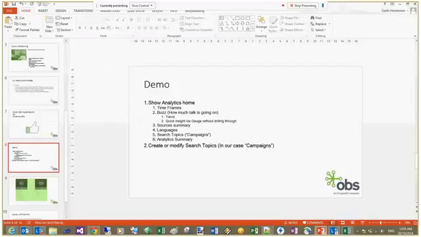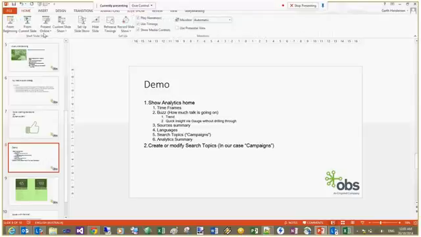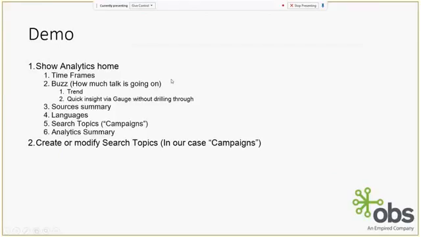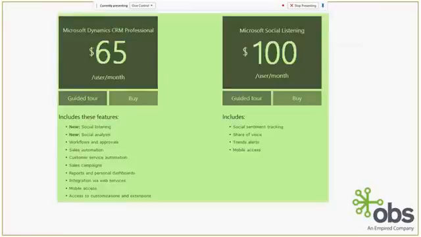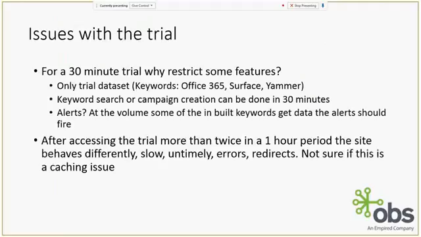Just want to go back to the presentation. Right, so those are some of the concepts I took you through today. Just in terms of pricing, as you can see, there's a standalone version at $100 a month, or the integrated version with CRM at $65 a month. Just some issues I experienced with the trial: we only had the 30-minute set of features, we only could work with trial data, and the alerts were quite painful.